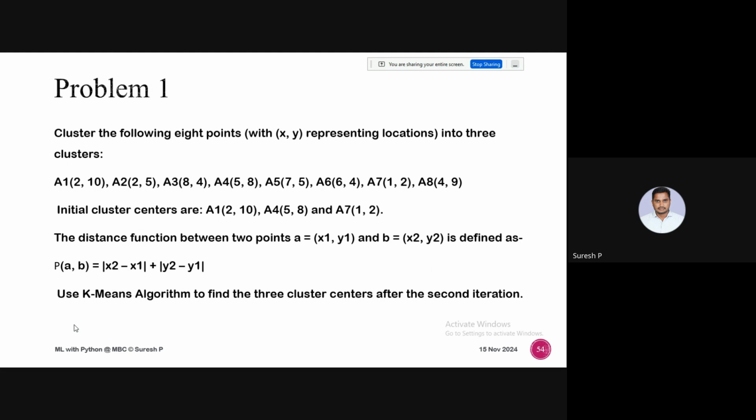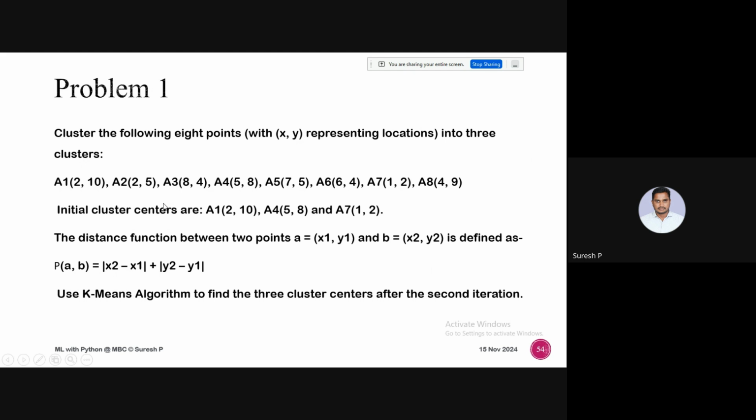This is another problem. Another example problem. Even if you want to solve it, you can. Consider the following 8 points with x and y representing locations, to be grouped into 3 clusters: A1, A2, A3, A4, A5, A6, A7, and A8. And they have given 3 cluster centers.